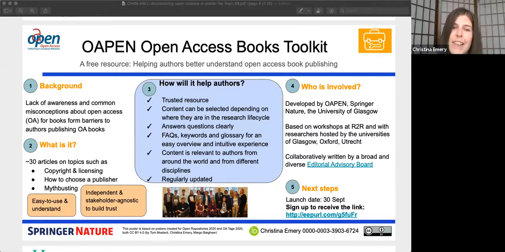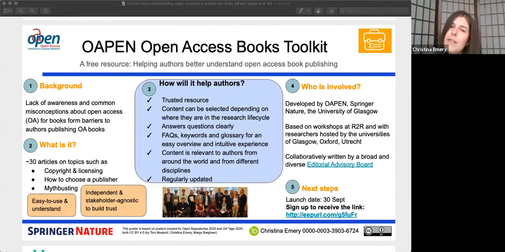Onto our future plans. The toolkit will be launched next week on Wednesday, the 30th of September. We hope that this toolkit will be useful not only to book authors, but also to research support, librarians, and other publishers for their authors.